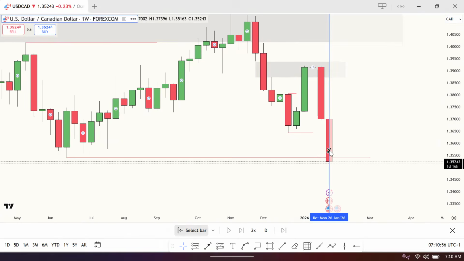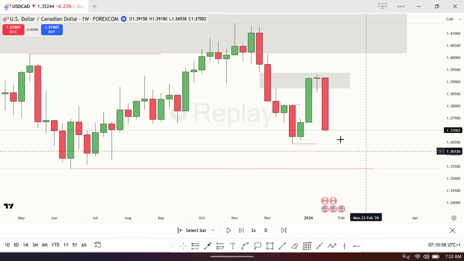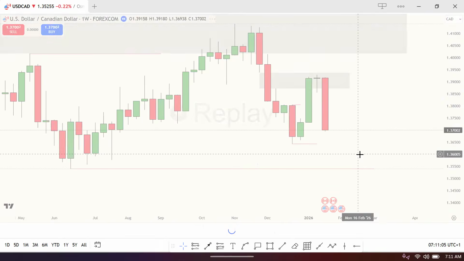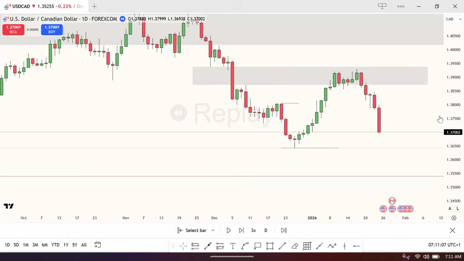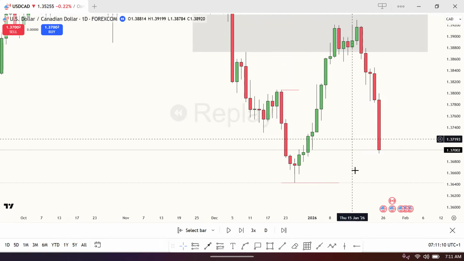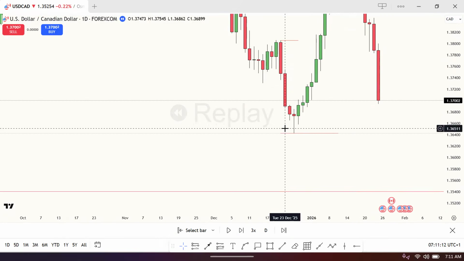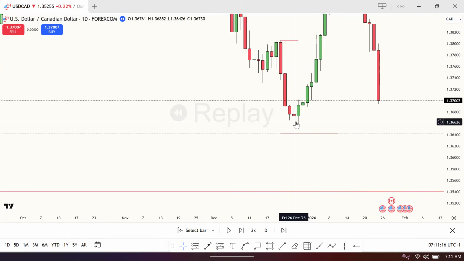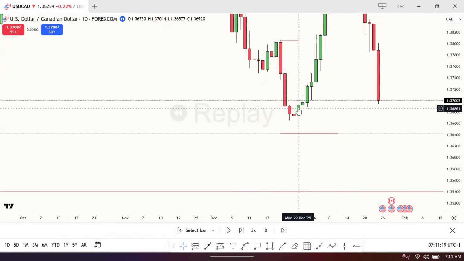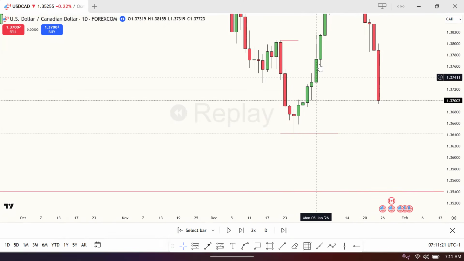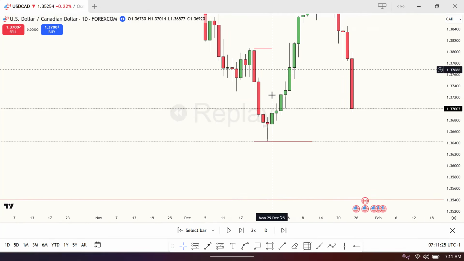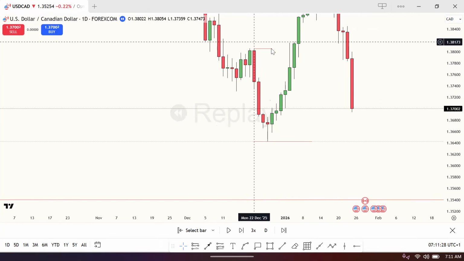So I'll clear this because I'd like to explain this properly. Going back to the daily, let me show you what I mean. You see this high here to this low. Let's count the candlesticks inside of it. 1, 2, 3, 4. Then part of the 5th candlestick was inside of it. So we have more candlesticks inside than outside.